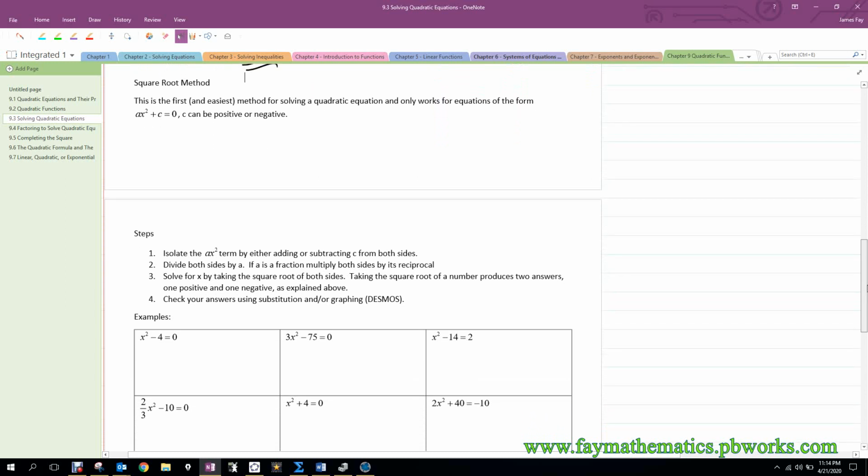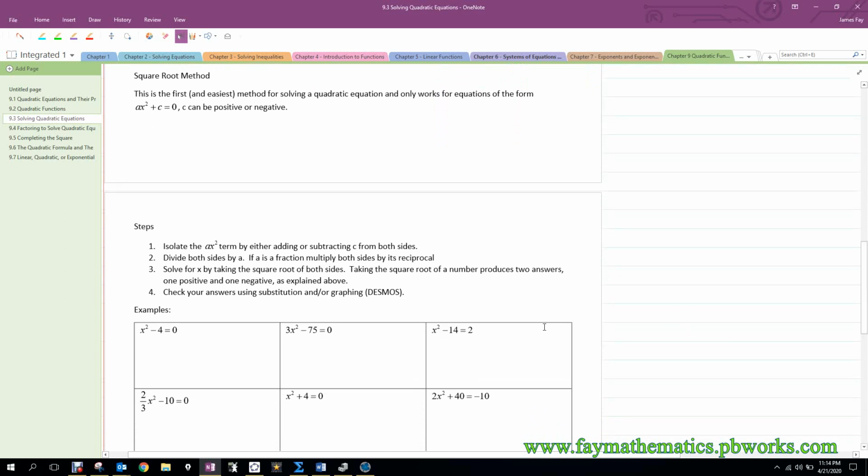All right, so we'll get to what we call the square root method, and this is the nuts and bolts of the material here. This is the first and the easiest method for solving a quadratic equation, but you got to know when it works. It only works when we have equations of that form right there. You notice that there's no b times x term here. Basically, the b value is 0, so that term goes away, and all I'm left with is ax squared plus c equals 0. That is the only time that the square root method works.